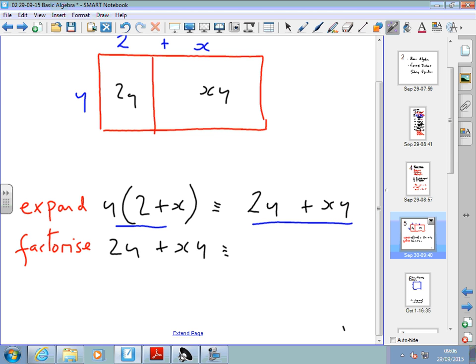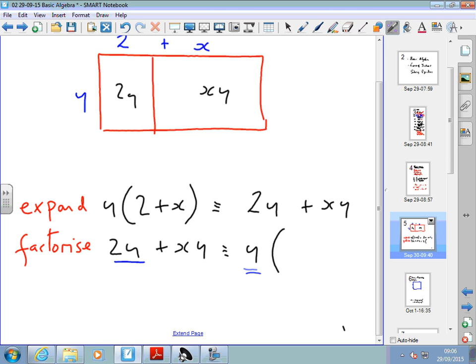If we factorize, what we're doing is looking at an expression and trying to remove from a bracket what is common to both, what number is common to both. And if you look at these two terms, y appears in both of them. So I can take y outside a bracket. And then I ask myself the question, what have I got to do to that y to get back to this term? I've got to multiply it by 2.